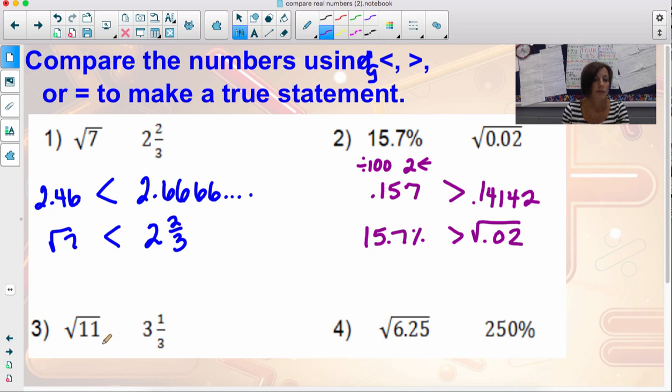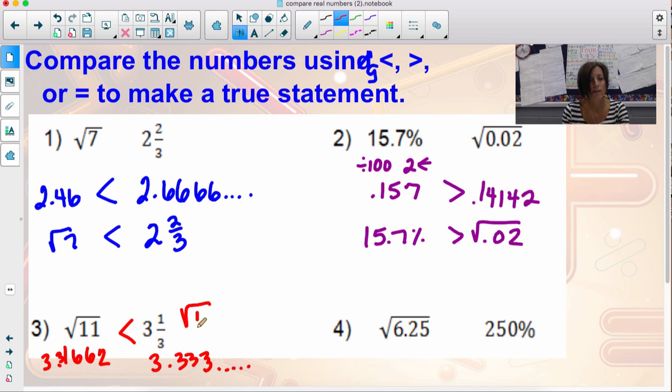All right, square root of 11. 3.3662. There's a long one. I know this one, 3 and 3, 3, 3, 3, 3. So, ooh, this is close. 3.316 and 3.3. Either way, square root of 11 is less than 3 1/3.